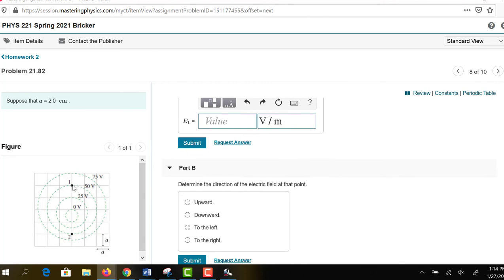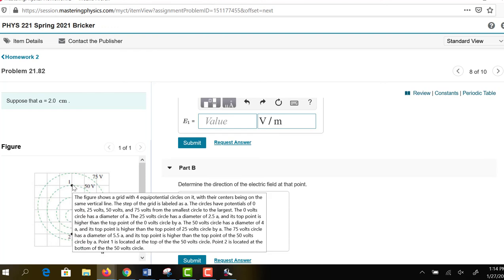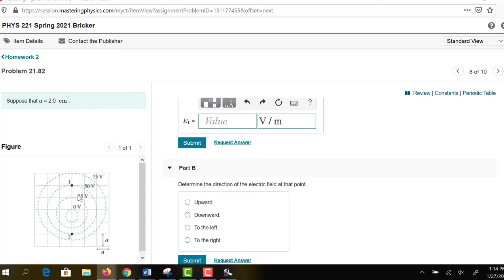Part B is actually, we'll do part B first. Determine the direction of the electric field at the point. Okay, so the electric field goes from higher to lower potential. This is a 50 volt equipotential surface. This is a 25 volt equipotential surface. So we're going to be pointing down the hill. We're going to be going this way from 50 to 25, so downward.